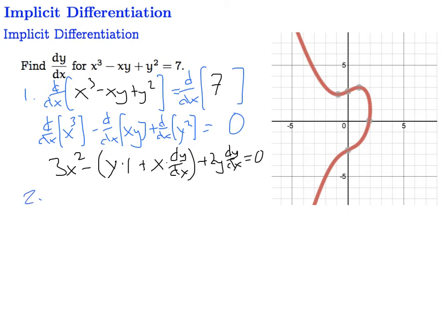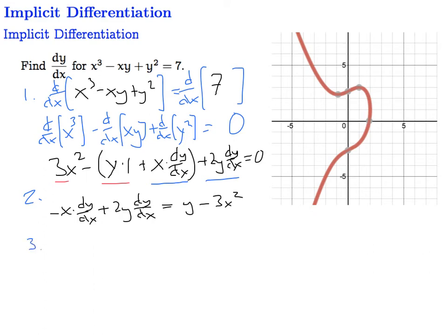Step 2 says what we want to do is collect the terms with dy/dx on the left hand side, and the other terms need to get moved to the right hand side of our equation. So what we'll have is x times dy over dx, negative, plus 2y dy over dx is equal to y minus 3x squared. There's a little bit of algebra here. Pause and make sure this makes sense to you, but these are how the terms get moved around.